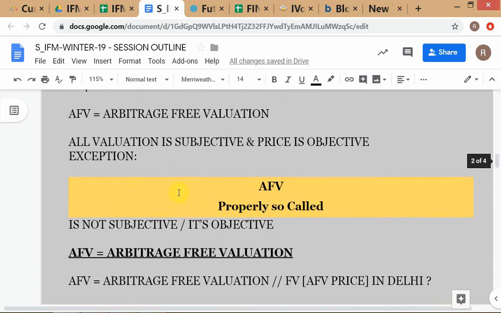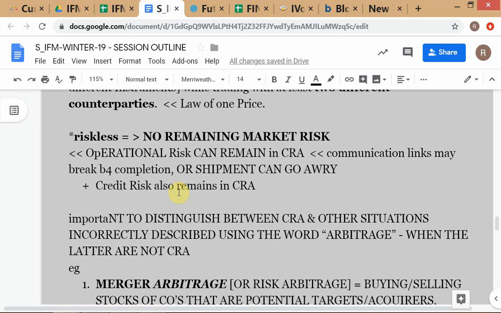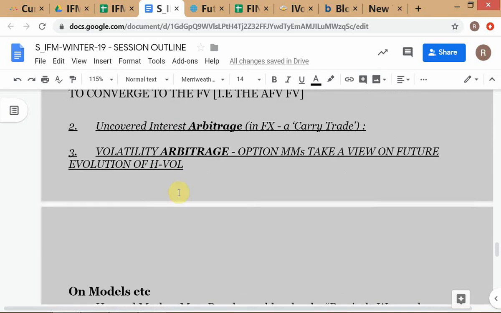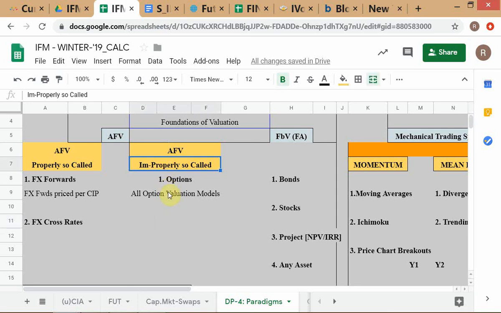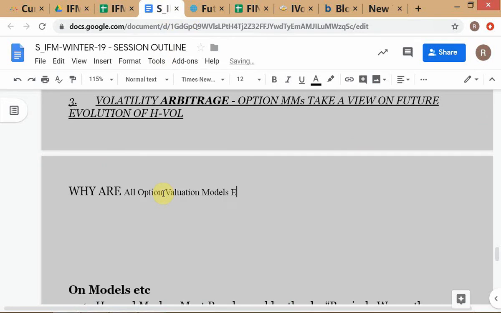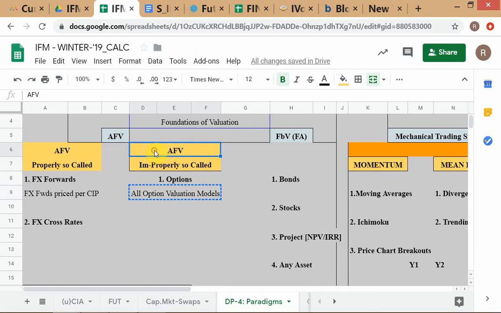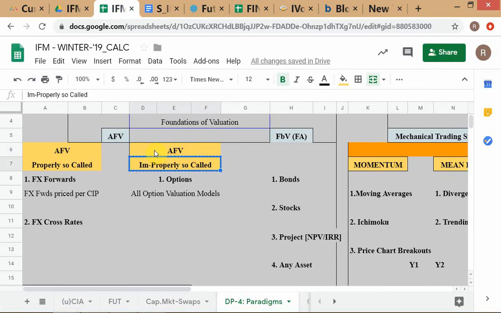Okay, let's go back to this. One more thing I wanted to explain is why option models, okay, this we can do later. The other important point is, I'll just copy it from here. This is the point I'm trying to explain now. Why are all option valuation models under AFV improperly so called? Okay, so why is that?